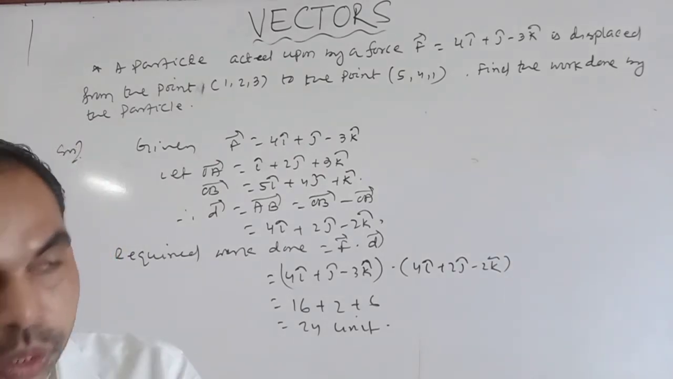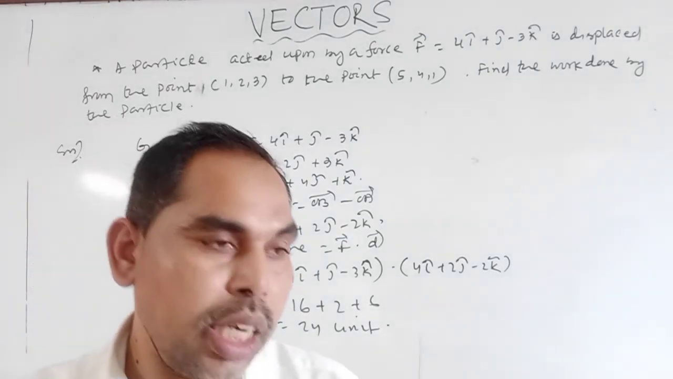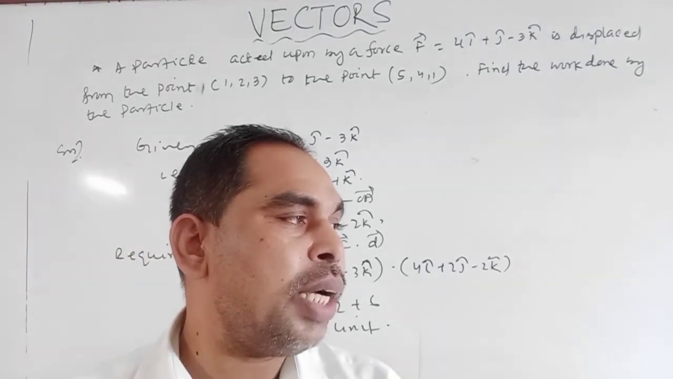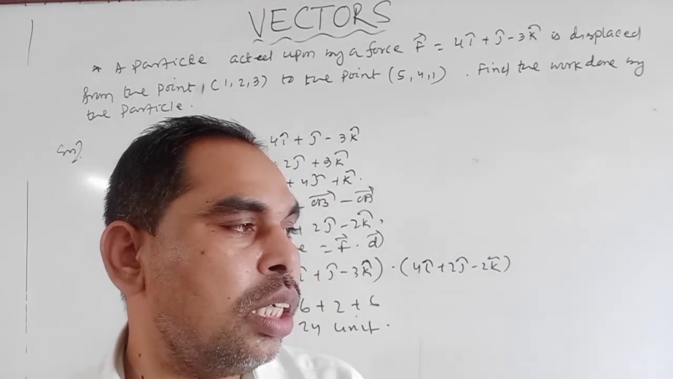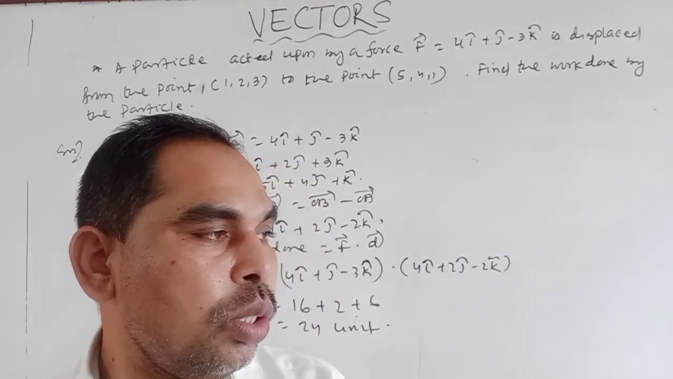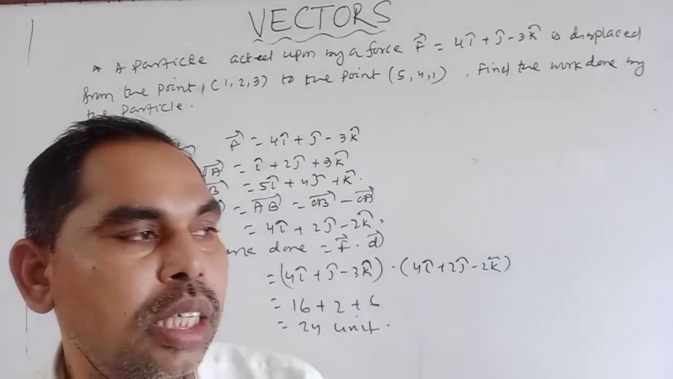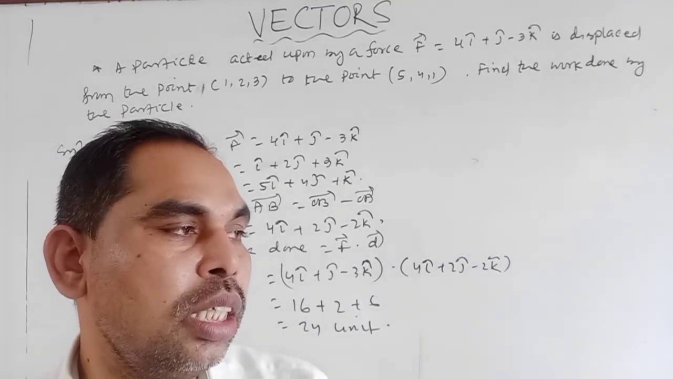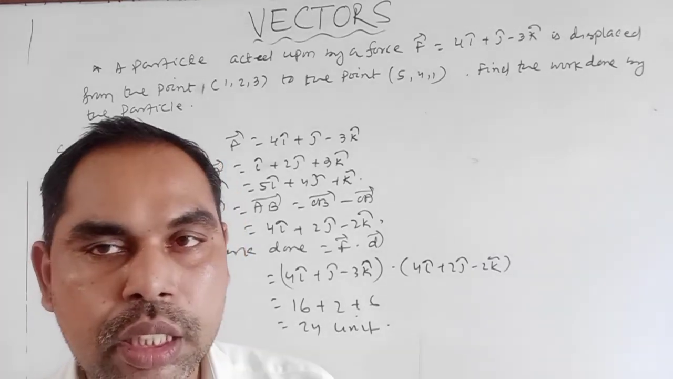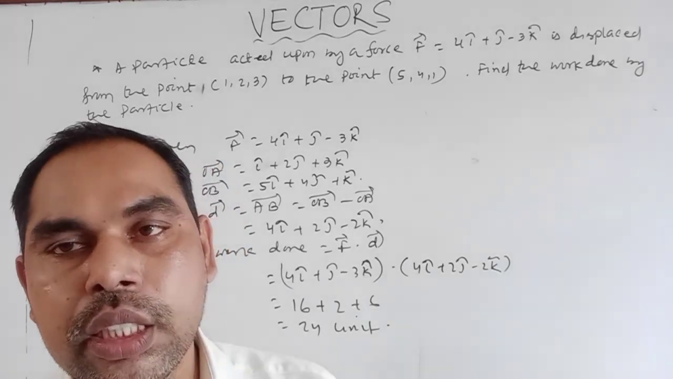So this is your vector chapter over. Vector triple product and scalar triple product is not there in your course this year. So next class we shall deal with 3 dimension. Okay, 3D. Okay.